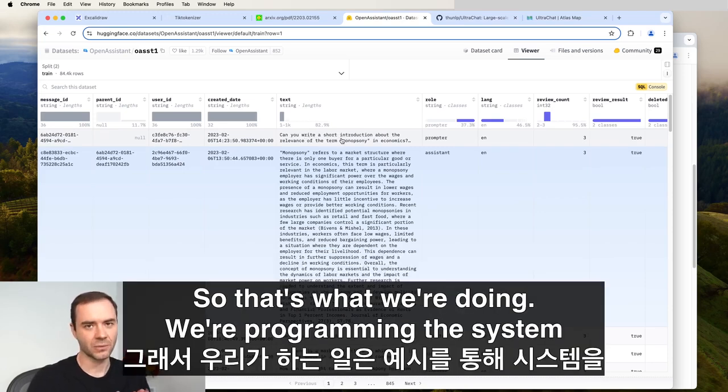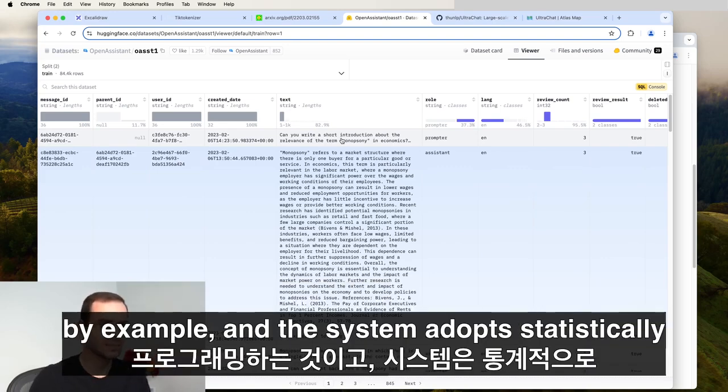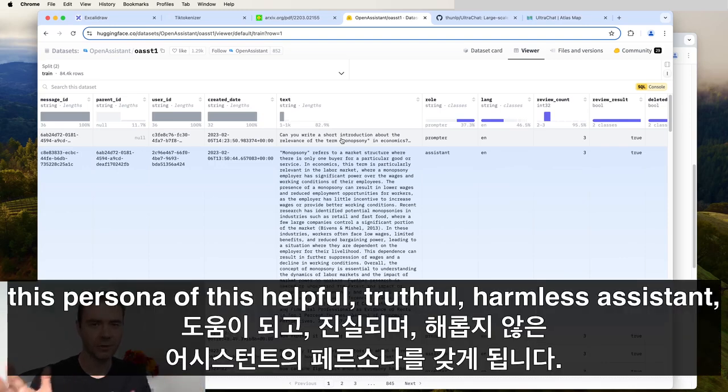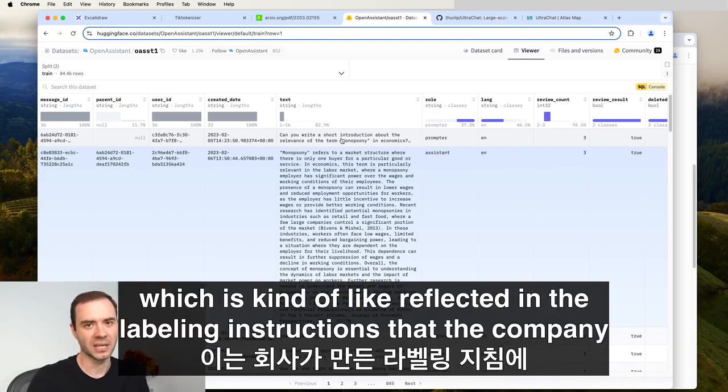So that's what we're doing. We're programming the system by example, and the system adopts statistically this persona of this helpful, truthful, harmless assistant, which is reflected in the labeling instructions that the company creates.